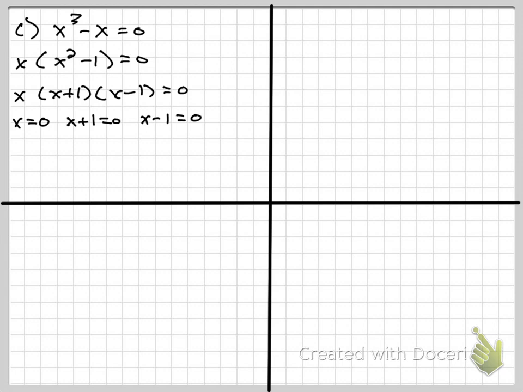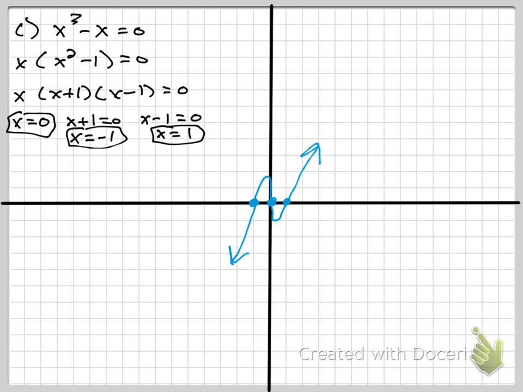So we got x equals 0. Subtract 1 there, x equals negative 1. Add 1, we get x equals 1. So again, our original polynomial is x cubed, so that would be the general shape of the graph there.